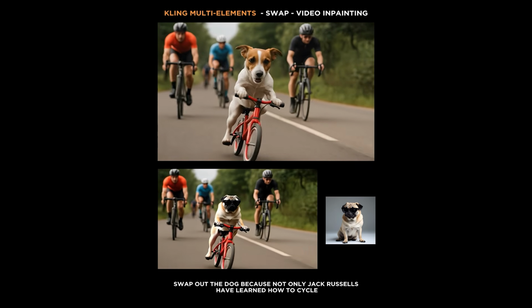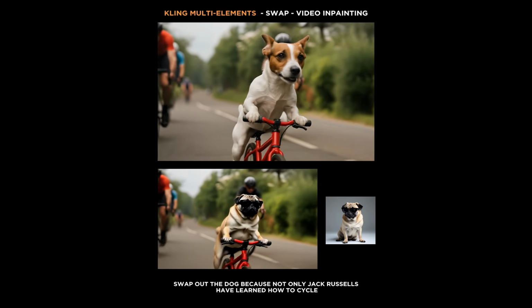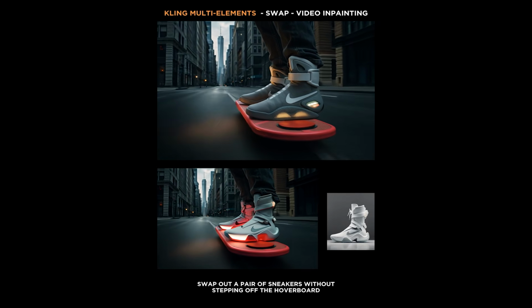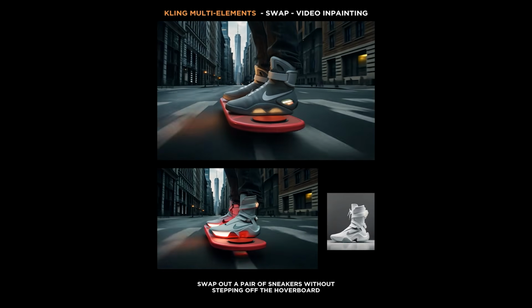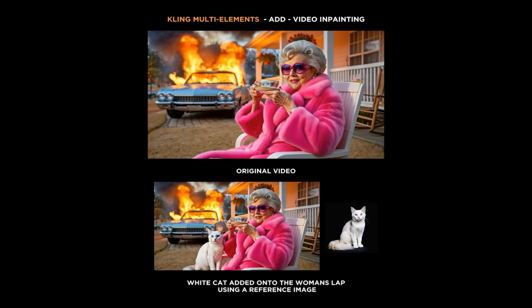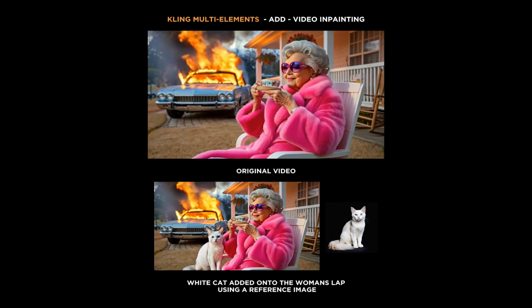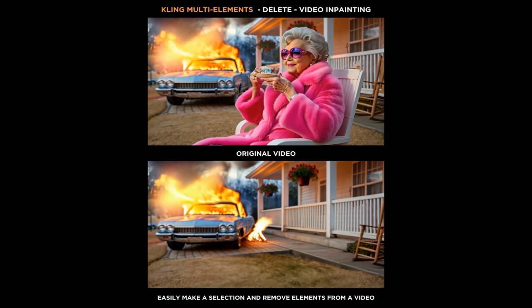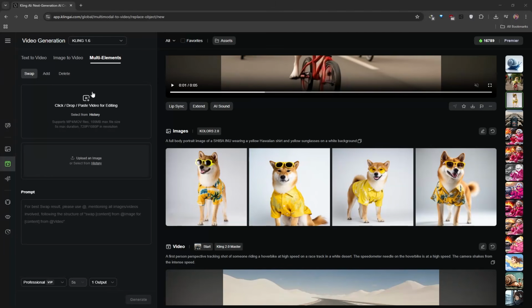If you don't know what video inpainting is, this technology allows you to swap out characters in a video that you've already generated while trying its best to keep the other elements in that video consistent. So you'll either be able to swap out characters, add characters or elements into a video, or remove them entirely. I'm going to start with swap, and I'm going to swap out a character from a video that I've already generated.